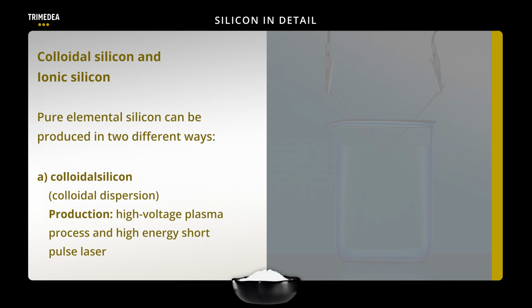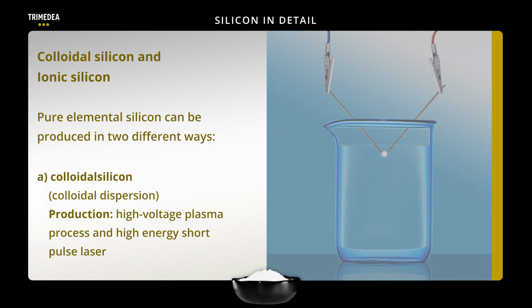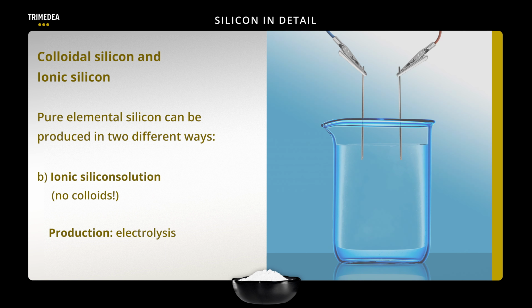Colloidal silicon and ionic silicon. Pure elemental silicon can be produced in two different ways. Colloidal silicon, or a colloidal dispersion, can be produced in a high voltage plasma process or with a high energy short pulse laser. An ionic silicon solution, which contains no colloids however, can be produced through electrolysis.